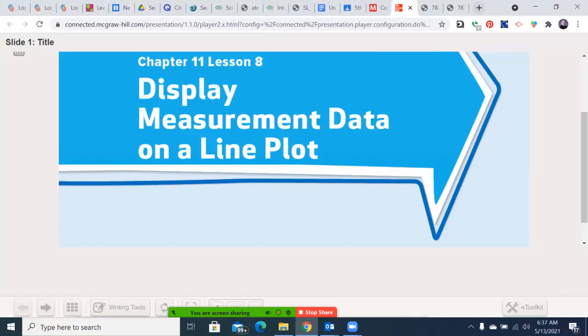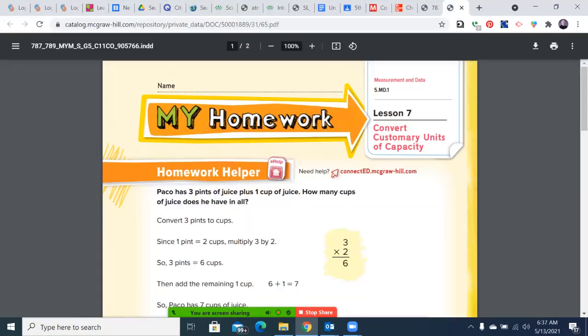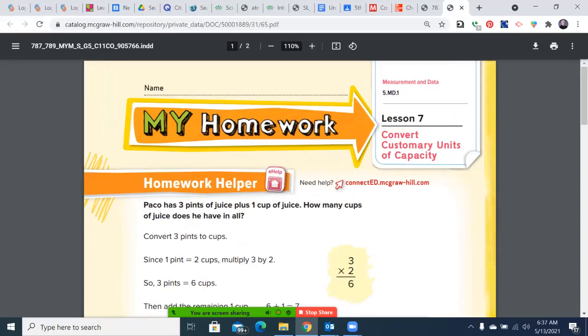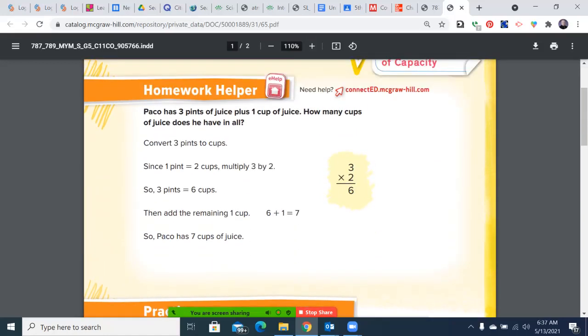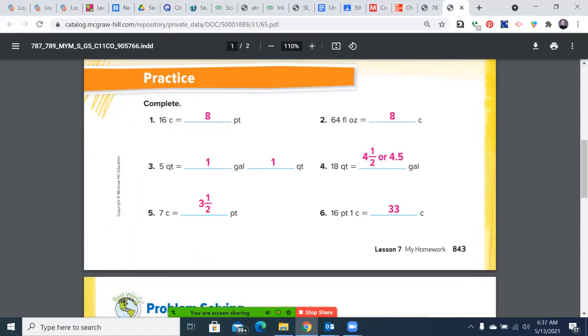We'll begin by looking at our previous session's work. This was converting capacity measures. We found out 16 cups, 2 cups in a pint, so it's 8 pints. Fluid ounces, there's 8 fluid ounces in a cup, so we divided by 8 and get 8 cups. Quarts to gallons, we divide by 4, so we had 1 gallon with a remainder of 1 quart.